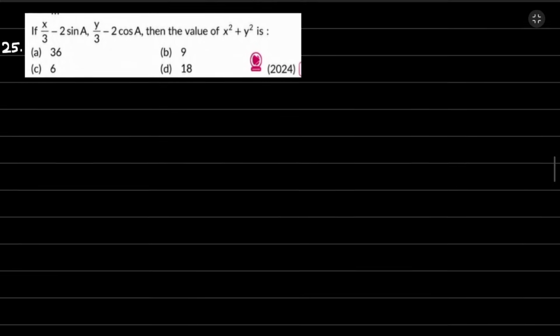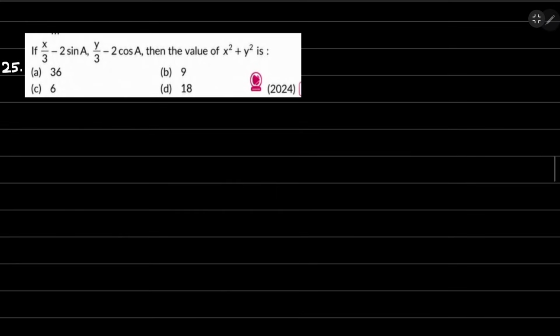Question number 25. Let's do this. If x by 3 is equal to 2 sine A, y by 3 equal to 2 cos A, then find the value of x square plus y square. Let me rewrite it again.